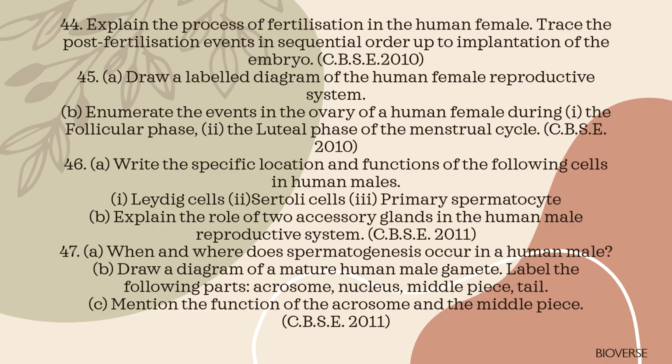Question 47. A. When and where does spermatogenesis occur in a human male? Spermatogenesis occurs in the seminiferous tubules of testes starting at puberty. B. Draw a diagram of a mature human male gamete. Label acrosome, nucleus, middle piece, tail.